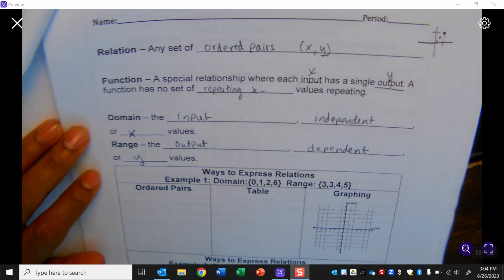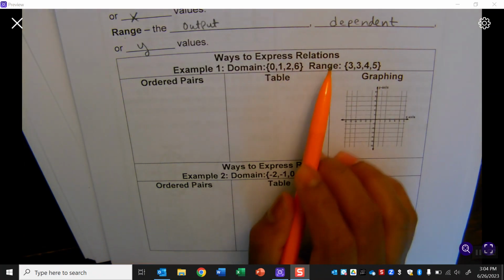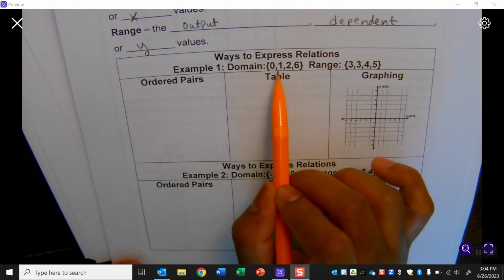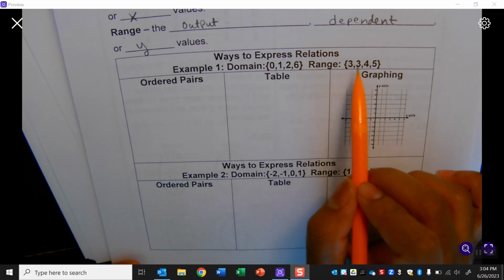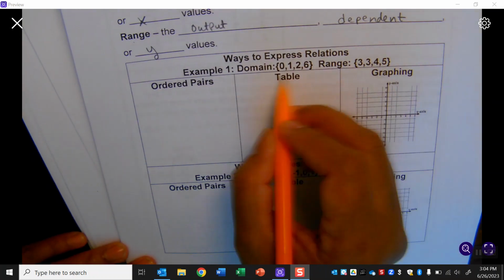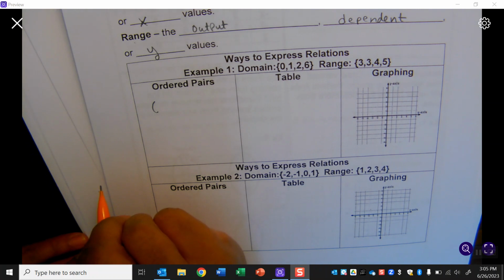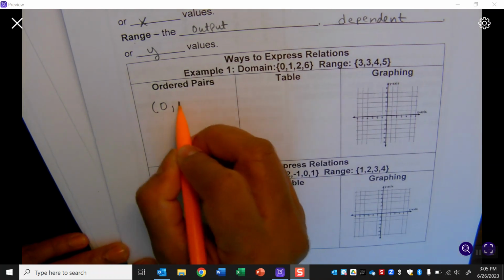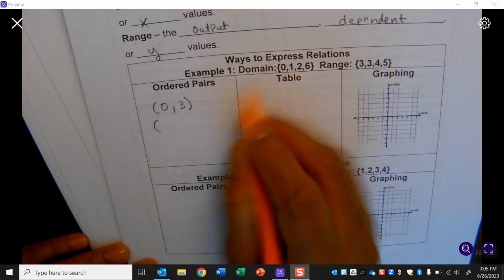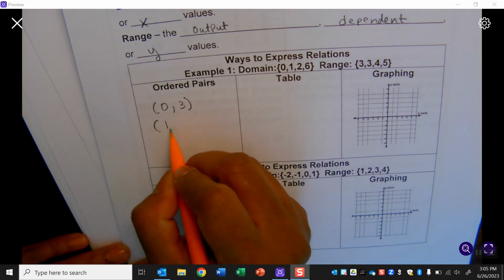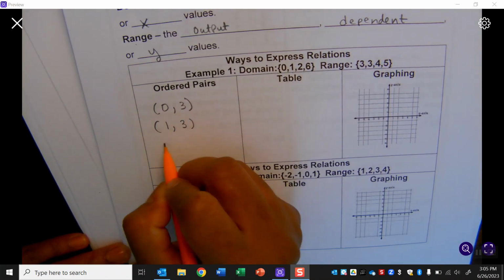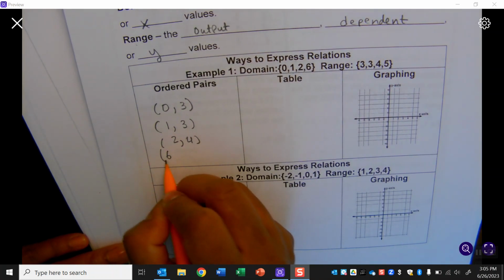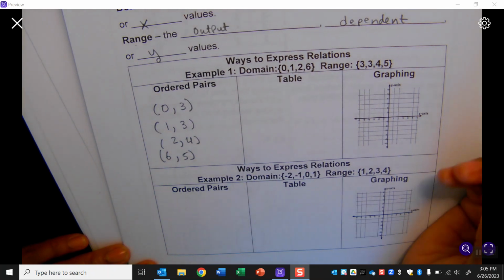Okay. All right. So here's some ways we can express relations. So just how do we write them out? So here we have the domain of 0, 1, 2, and 6, range of 3, 3, 4, and 5. So we can write these as ordered pairs here. Written like this, it doesn't specifically tell me which goes with which, so I'm just going to pair them up as much as I could. 2 goes to 4 maybe, and then 6 goes to 5. They could be kind of switched around a bit.